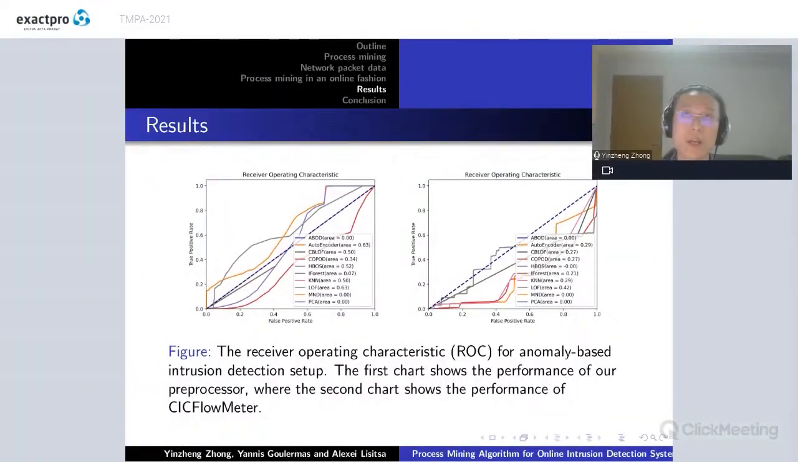We also did the anomaly-based intrusion detection setup. We used different outlier detectors, as shown in this picture, and we can clearly see that our preprocessor has outperformed the CSV flow meter for the anomaly-based setup. This is the receiver operating characteristic, ROC, so basically, the larger the area, the better the performance.